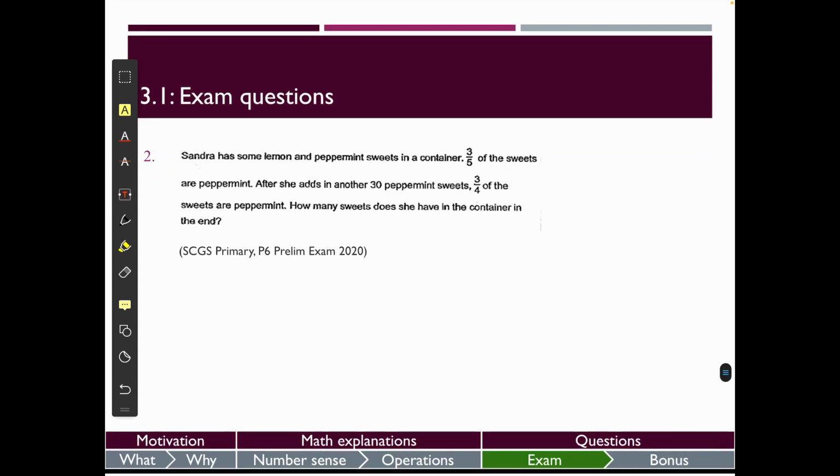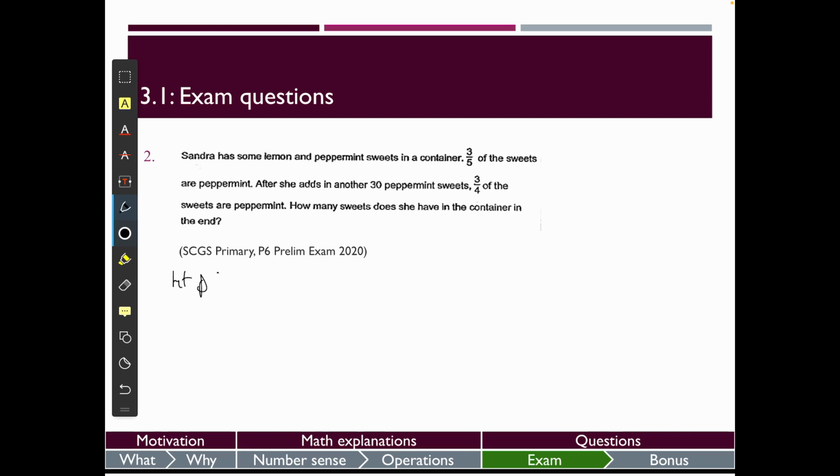So second question, Sandra has some lemon and peppermint sweets. 3/5 of them are peppermint. After she adds in 30 peppermint sweets, 3/4 are peppermint. How many sweets does she have in the container in the end? Okay, so for this question, I think the use of algebra can help. So I went ahead and used it.